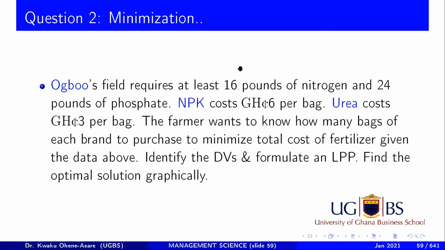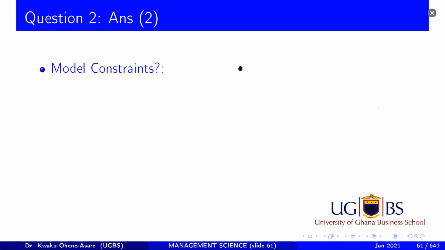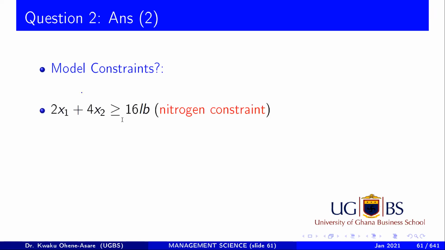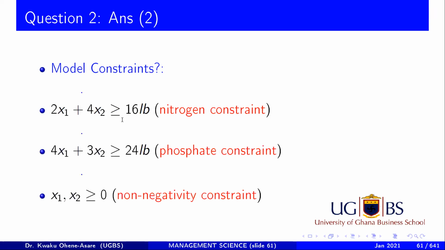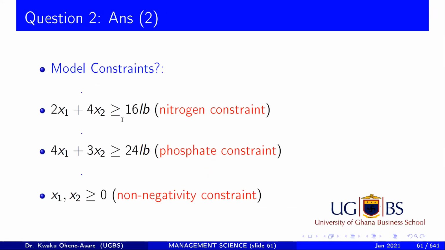Okay, so once you've been able to do this, now let me show you the formulation. This is your formulation, and you have these constraints indicated there, and of course your non-negative constraints. So now we are about to construct our model. We're going to solve it right here, right now. So how do we solve it?